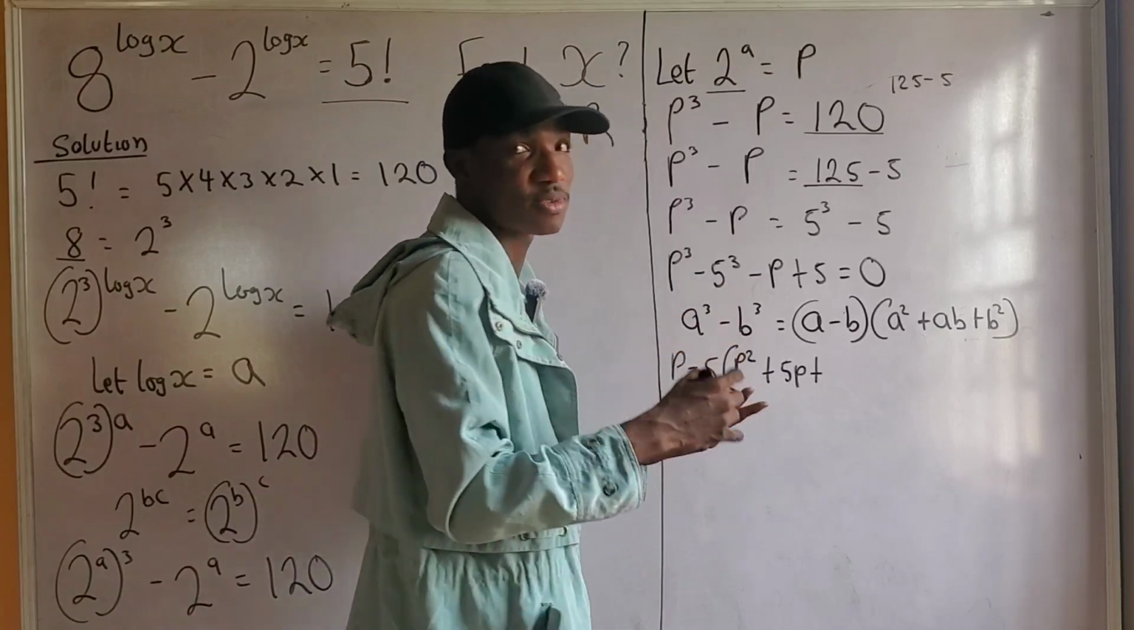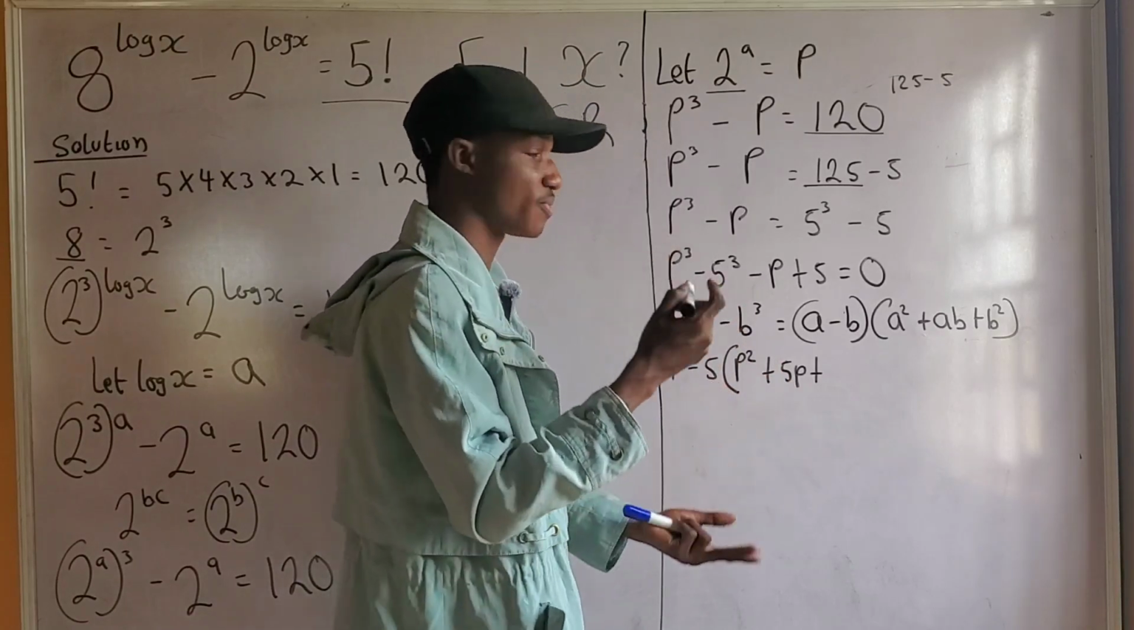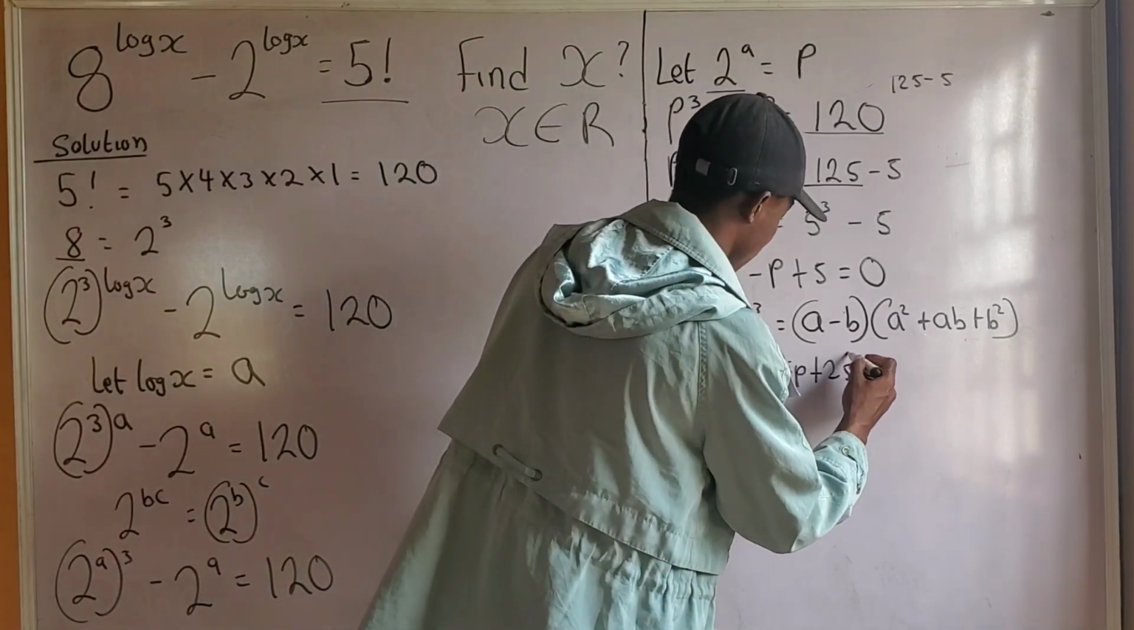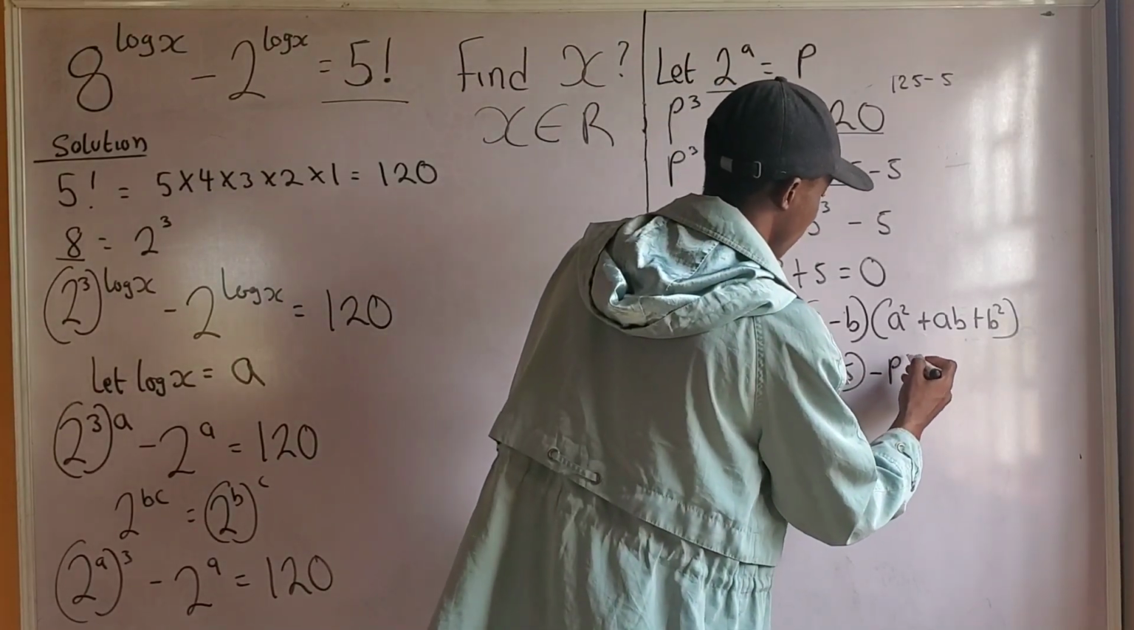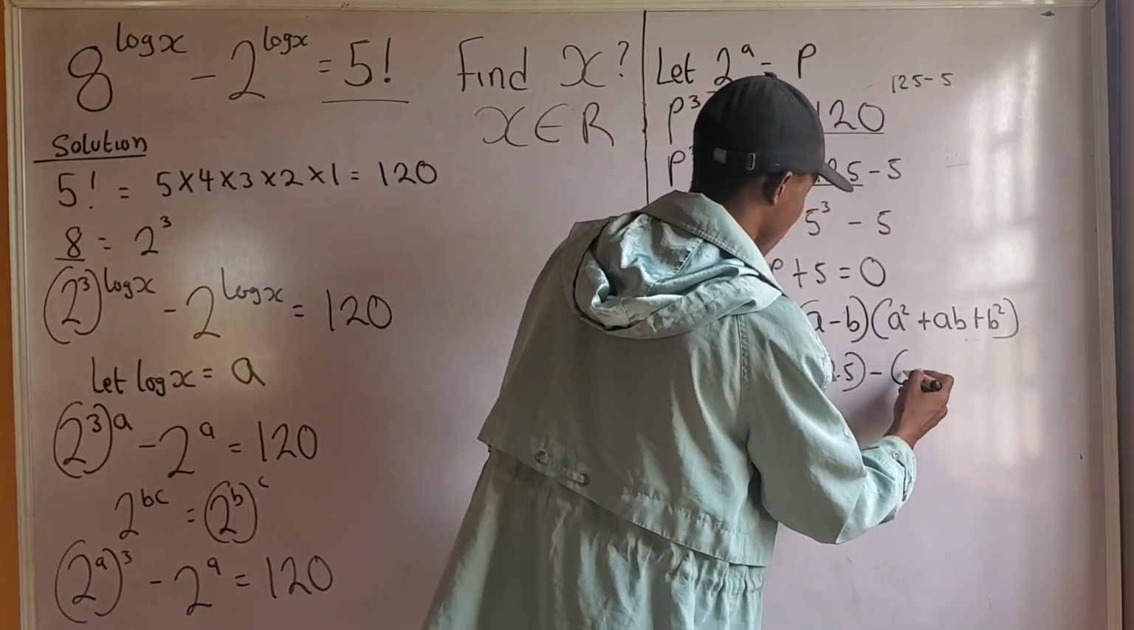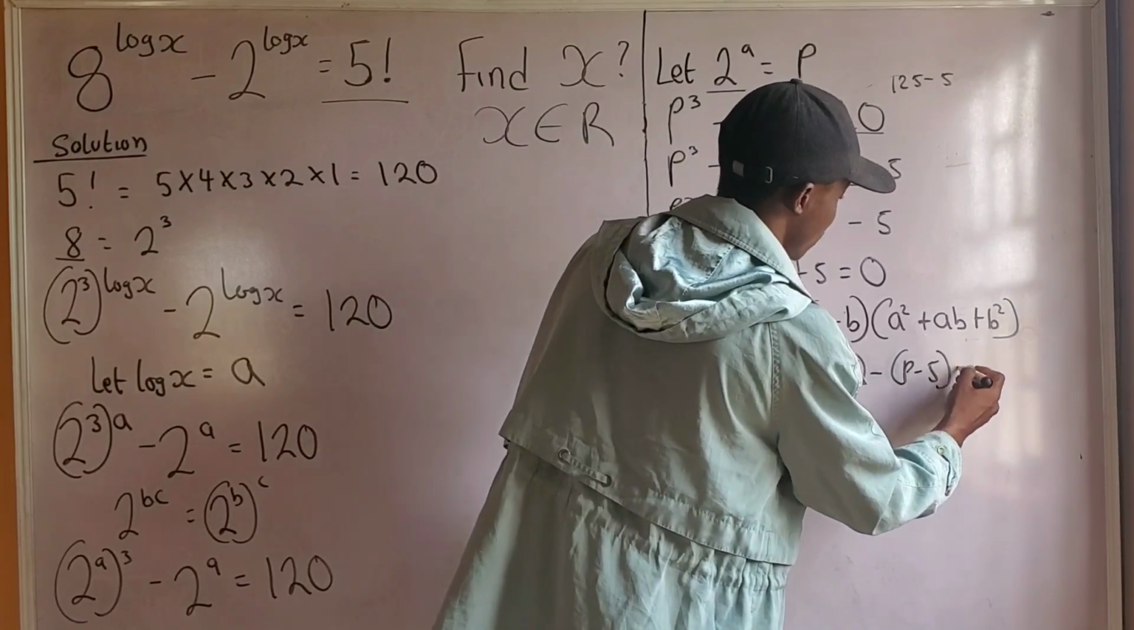Minus 5 raised to the power 5. 5 raised to the power 5 is what? 25. So I'm going to have plus 25. Okay? Minus p, multiplied by p minus 5. This will be equals to 0.